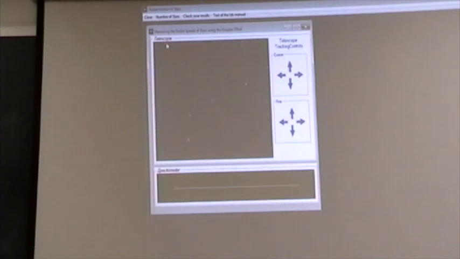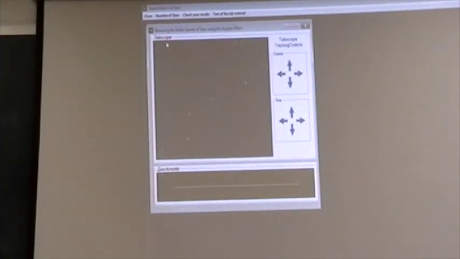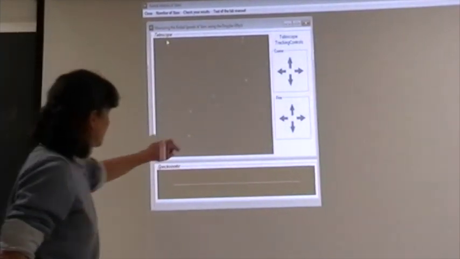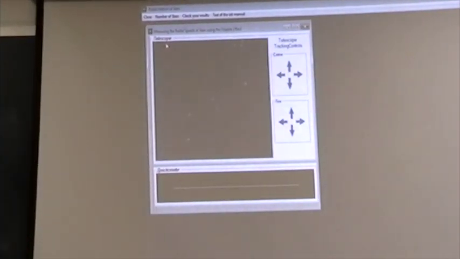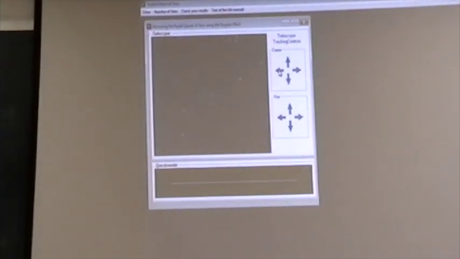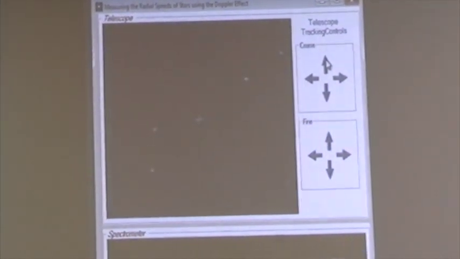In order to be able to measure the light from the star, I need to make sure that this star is centered on the crosshairs, and so I'll just simply realign the telescope by using the controls on the side. Note you're moving the stars, not the telescope, or you'll appear to be moving the stars, not the telescope.